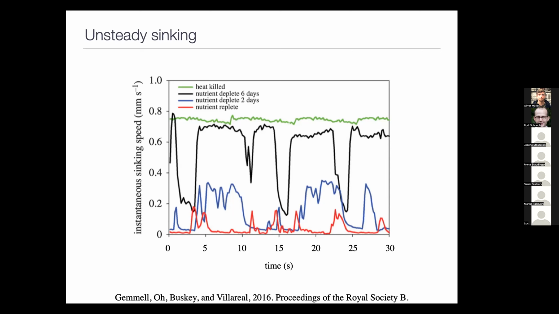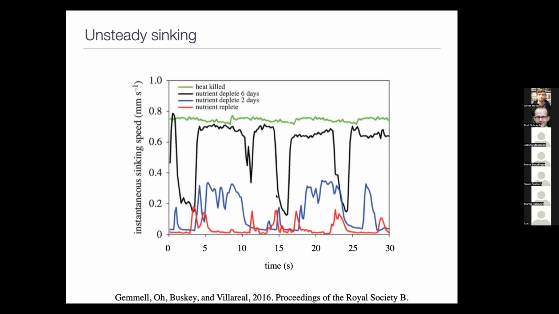We can compare this to the heat-killed cells in green. That just demonstrates that this is in fact something that the cells are actively doing. The other thing we see here is that there's some effect of nutrients. The nutrient replete cells, just straight out of the media, are shown in red. They have some degree of unsteady sinking, but as we deplete the nutrients, first for 2 days, shown in blue, and then for 6 days, shown in black, we get more and more unsteady sinking and faster sinking as well. This suggests that nutrients are important for this behavior.